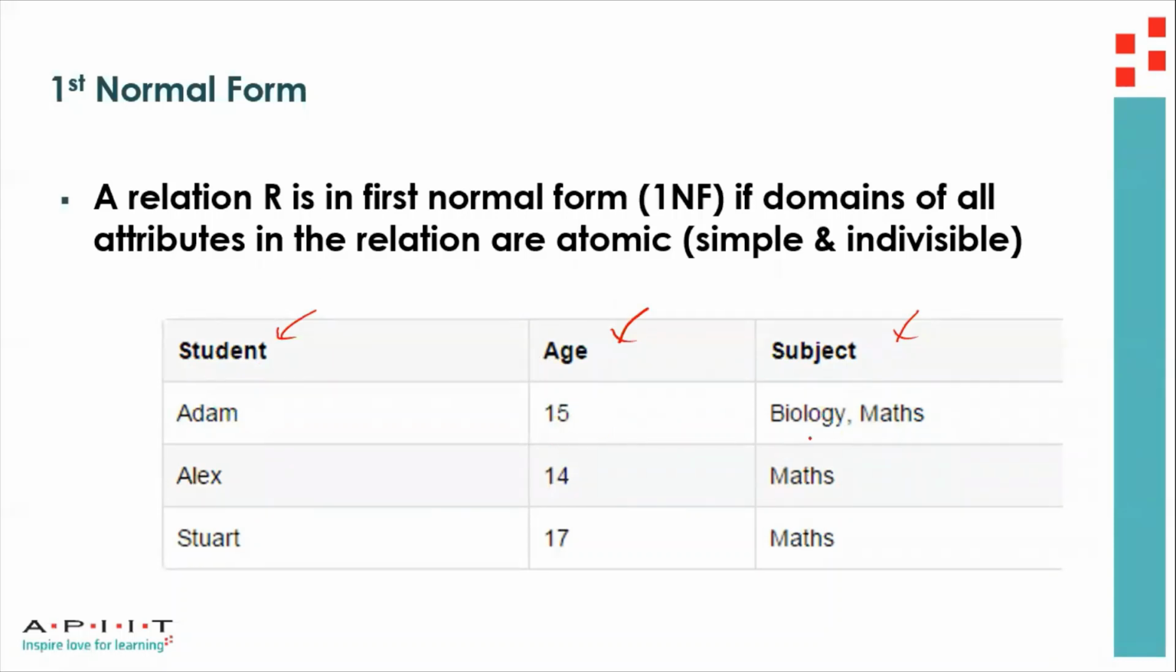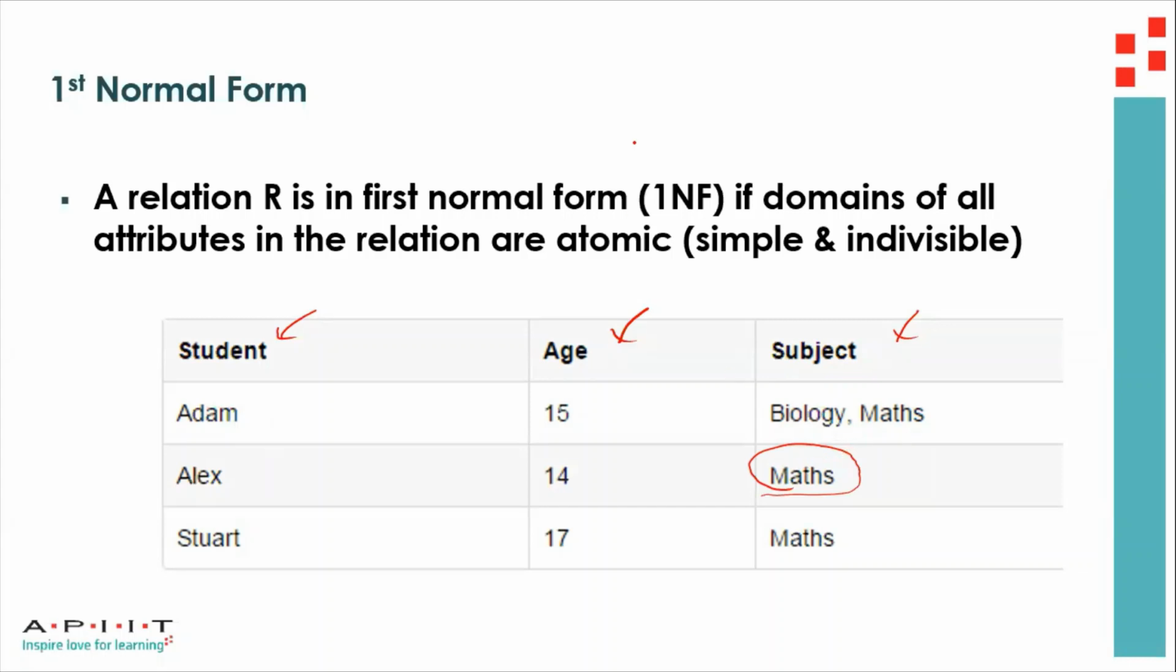We cannot have multiple values like this. Look at this one: student Adam, age is 15, and he's following two particular subjects, one subject is biology and the other one is maths. So in a particular attribute, we cannot have multiple values like this. A domain should be simple and indivisible, just one. If you are getting a table with a column, an attribute or a field with multiple values like this, that relation is not in the first normal form. That's the idea.